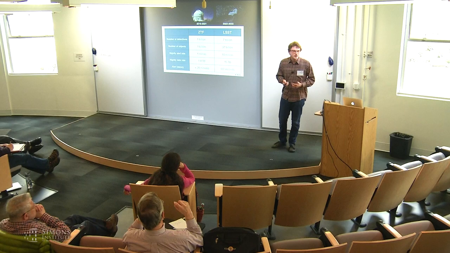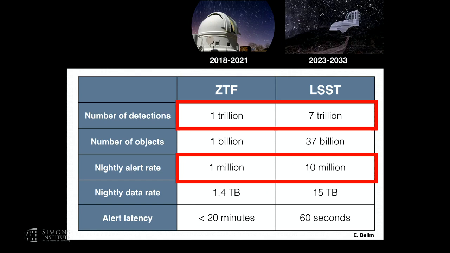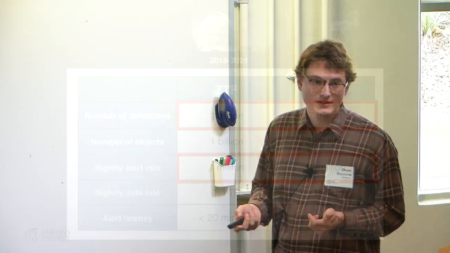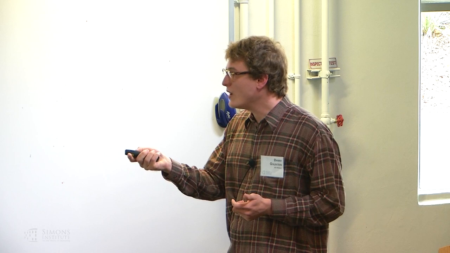By the numbers, ZTF is going to detect 1 trillion detections of variability. So the objects that, remember the points of light that I showed on the difference images at the beginning, over the duration of the survey, 1 trillion of those will be produced. And then for LSST, we're going to have 7 trillion. Huge amount of data. ZTF will detect 1 billion distinct objects, and LSST will detect almost 40 times that.